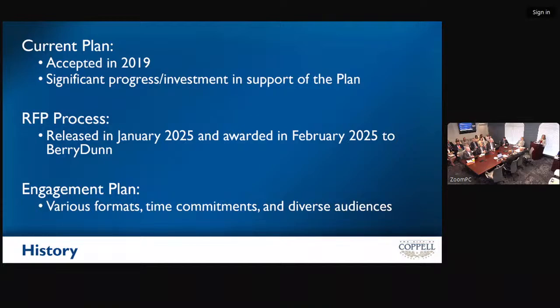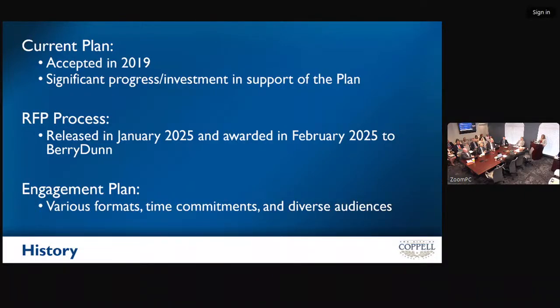So our history: the current plan that we've been operating under was accepted in 2019, and since that time we have made significant progress and investment in support of the plan, in excess of $75 million. That's everything from infrastructure to programs over the past 5 years. Part of what we are going to be doing with this effort is educating the community to provide a little more awareness of how far we have come, because some of those things fly under the radar. It is an opportunity to share with the community what has been done to support the plan.